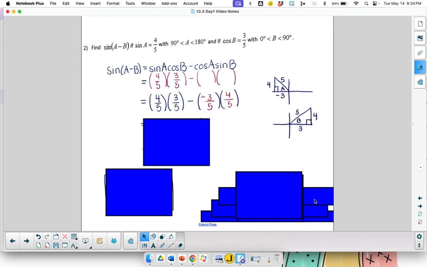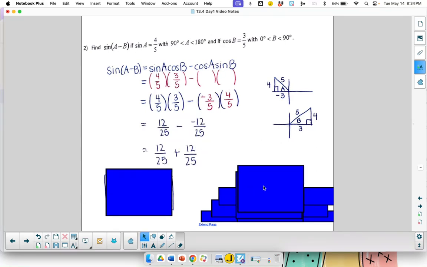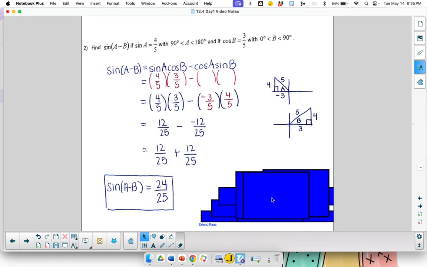The thing to be careful about is your plus and minus signs as you go to different quadrants, right? So again, triangle A is in quadrant 2. So sine of A is positive, but cosine of A is negative. Triangle B is in quadrant 1, so everything's positive. So now arithmetic, watch your plus and minus signs, and get a final answer.